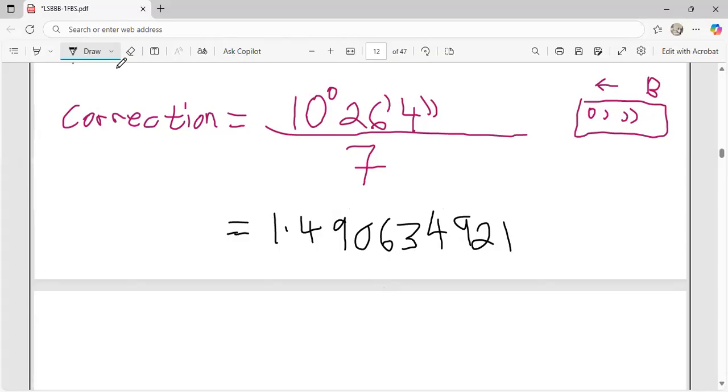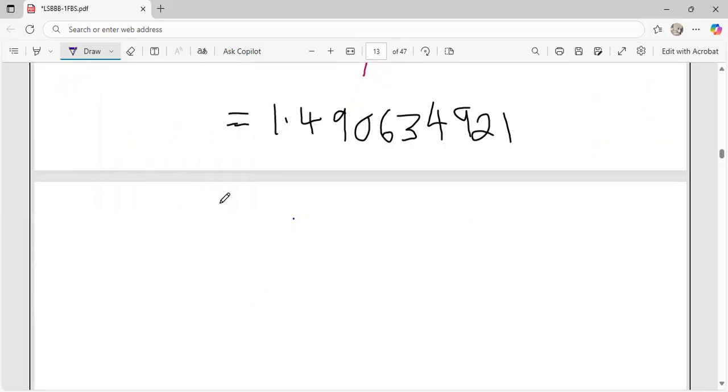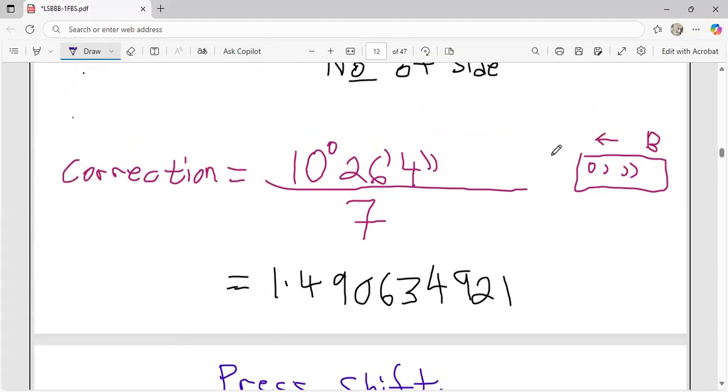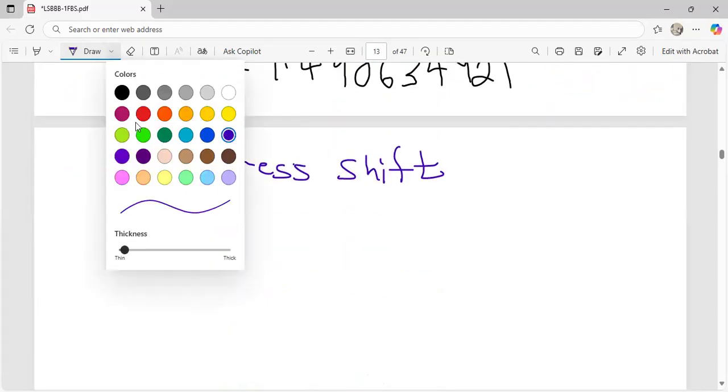So after this, you are supposed to what? Press shift. After getting this value, you're supposed to press shift on your calculator. And when you press shift on your calculator, you will go and press this key again. Then that is going to help you to get your answer in an angular misclosure form. That is the easiest way you can ever do that.